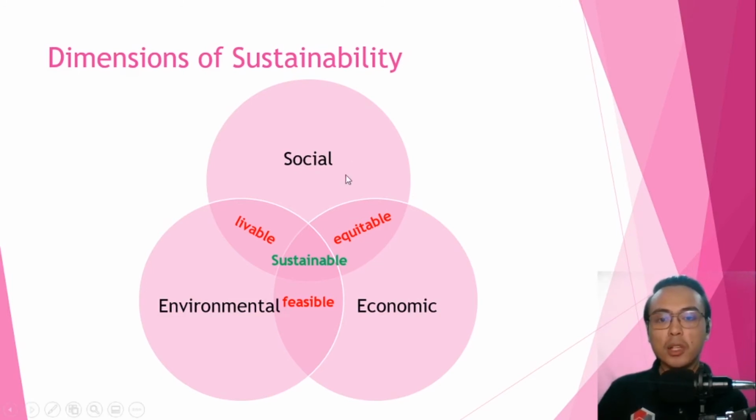The intersection between social and economic is equitable, meaning that the economic benefits of a certain project are distributed across the entire population, meaning all would benefit. The intersection between environmental and economic is feasible, meaning a certain project would be both economically and environmentally friendly. However, what we are shooting for is the intersection of those three dimensions, and that is what true sustainability is all about. We are balancing the interests of the population, the economy, and the environment.